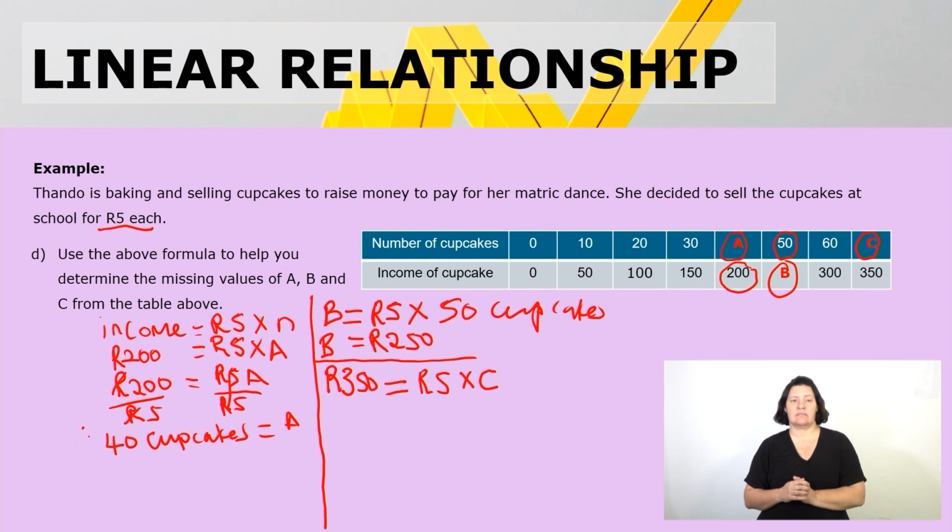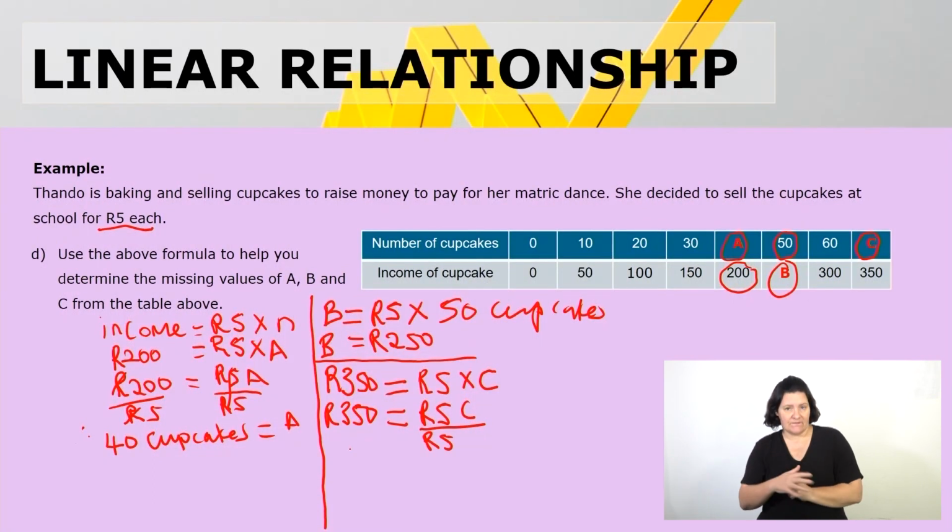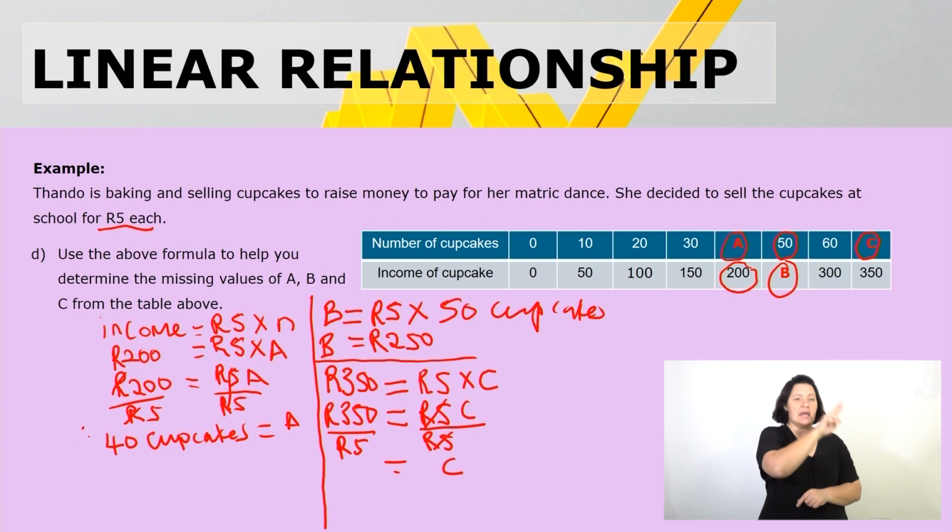I'm going to replace it with C because C represents the number of cupcakes. So we multiply the two, we get 5 rand C, and then we bring this one down, we have 350. Remember, we need C alone. What is the rule? We divide by the value that is next to the missing one and observe the rule that says what you do on the left-hand side, you also do on the right-hand side. So we'll divide by 5 rand. Therefore, these two cancel one another. Then we say 350 divided by 5. This will give us 70 cupcakes.